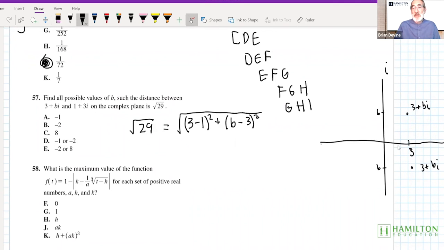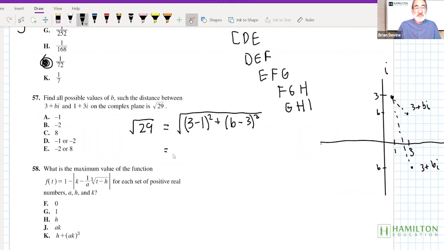And then 1 plus 3i, well, I go out 1 and I go up 3. I don't know where b is. I'll just say 3 is right there. So I'm either going to be this distance or I'm going to be this distance. Well, I can use the Pythagorean theorem now to show that. So I just take the difference of the x's and the difference of the i's coefficient in this case.